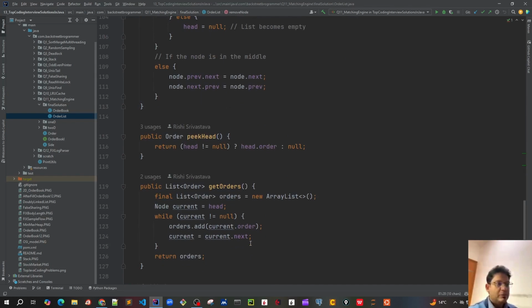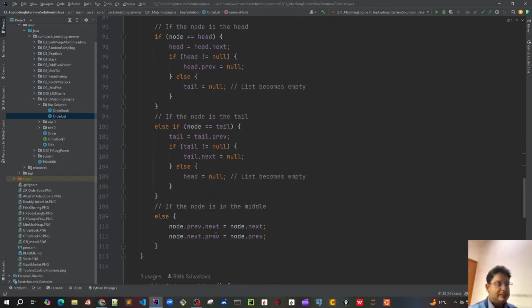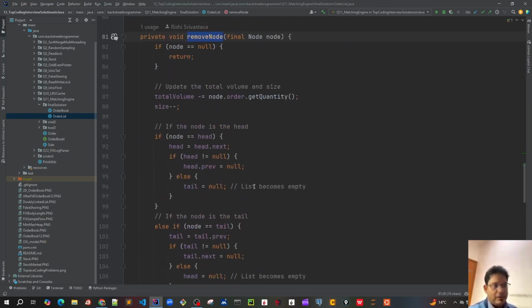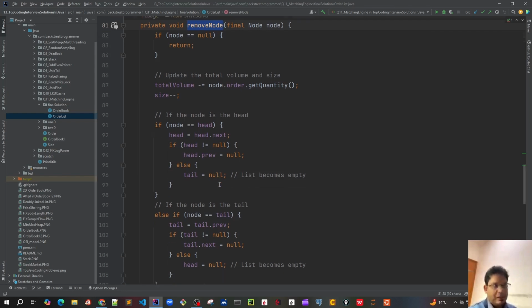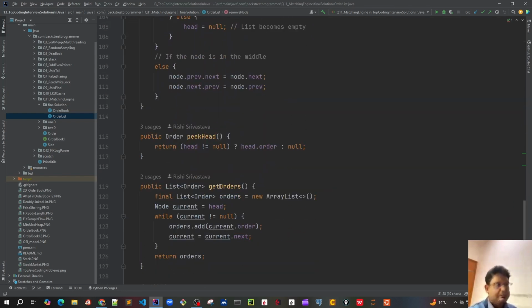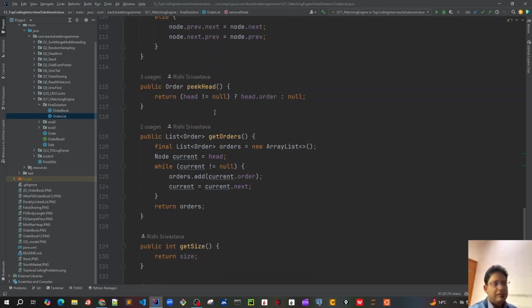Okay, so in remove node, just remember that we are already taking care of all the edge cases: if it's the head or a tail, how the new head would be created, or if it's a tail order, there would be no next link, so how it will be updating the head and tail pointers. This is all implemented here, taking all these edge cases into account. Similarly, peek head will not remove anything. It will just check the top for the best price-time priority available at that price level.